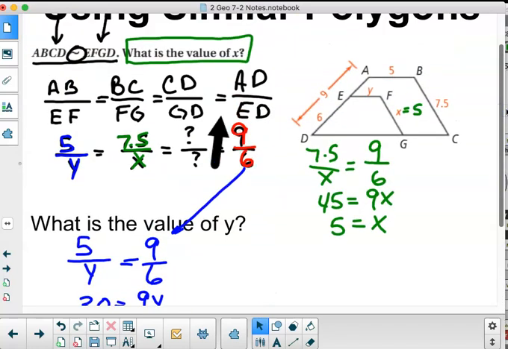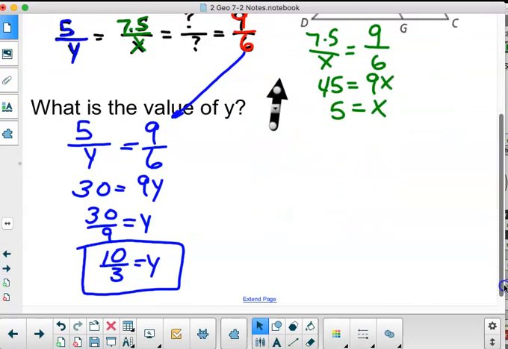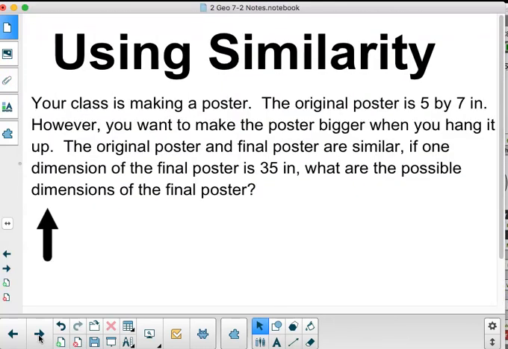And they gave us the similarity statement here. Check it out. This is the similarity statement right here. That was gold. Okay. Now, using similarity. We're using similarity. Your class is making a poster.